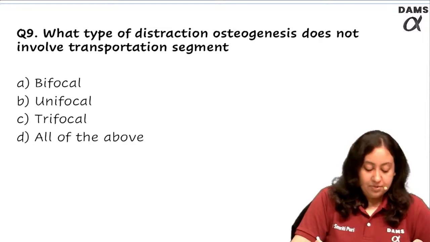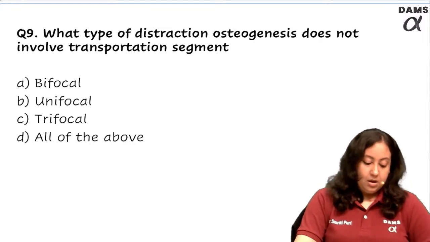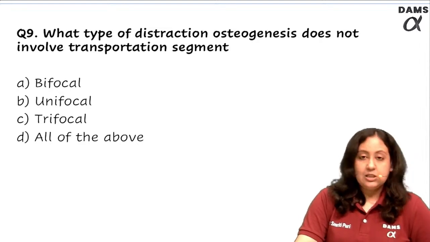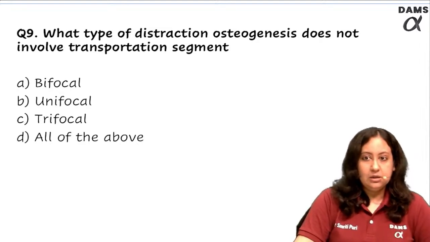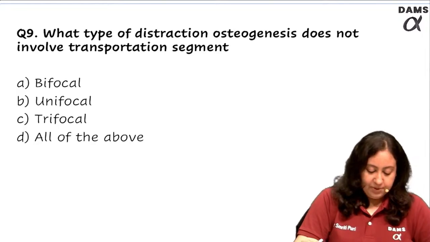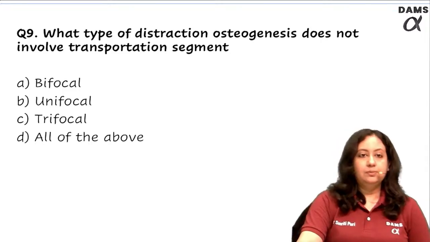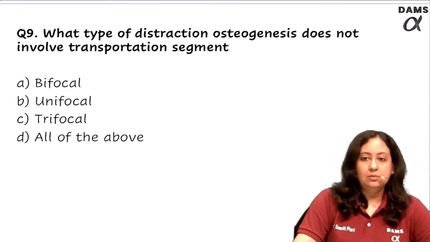Coming to question number 9. What type of distraction osteogenesis does not involve transportation segment? A, bifocal, B, unifocal, C, trifocal, D, all of the above. Please answer this.